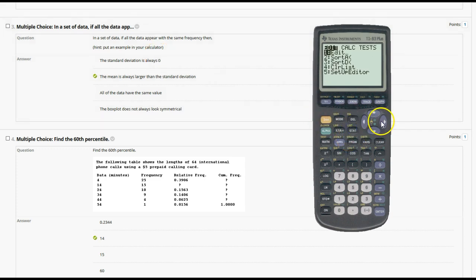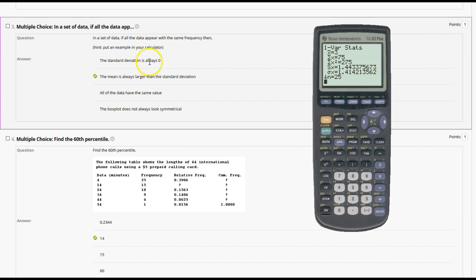So let's do stat, calculate, one variable stats. On L1, L2, this can give us the standard deviation and the mean. So the mean in our case is 3. The sample standard deviation is 1.44. So it's not 0, so we can cross off this top one. All of the data have the same value? Well, we already know that's not true. The mean is always larger than the standard deviation? Well, in this case, 3 is greater than the standard deviation of 1.44.